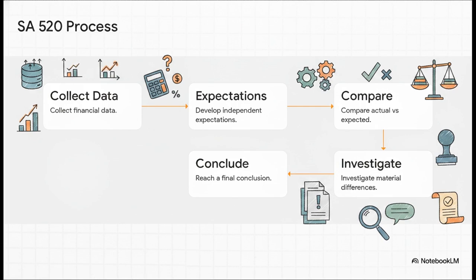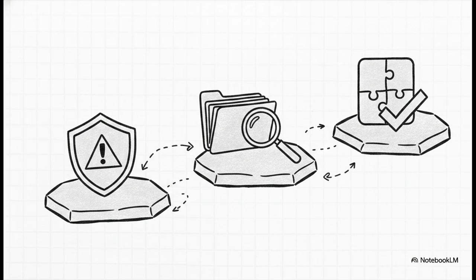Step 4, if there's a material difference, you put on your detective hat and investigate by questioning management and getting evidence. And finally, Step 5, you conclude whether or not the balance is reliable. Keep this framework in mind for the exam. Analytical procedures aren't just something you do once and forget about. You use them across 3 totally distinct stages of the audit.